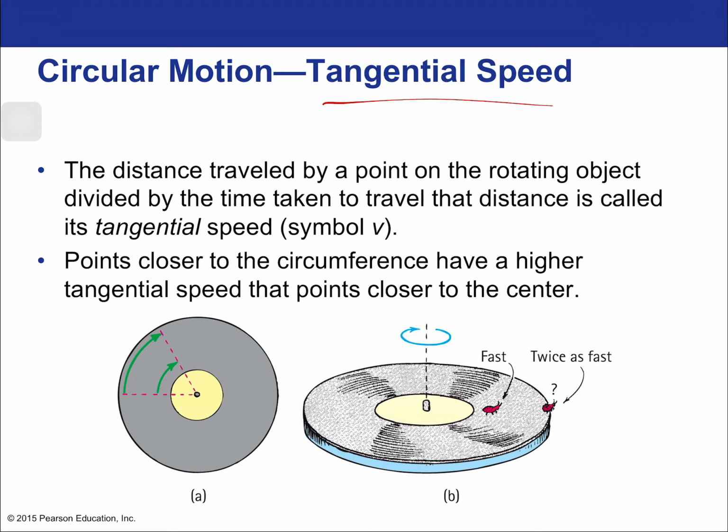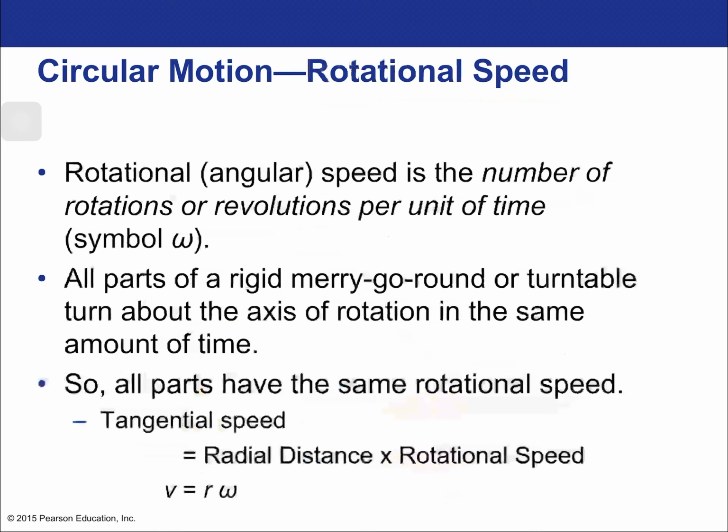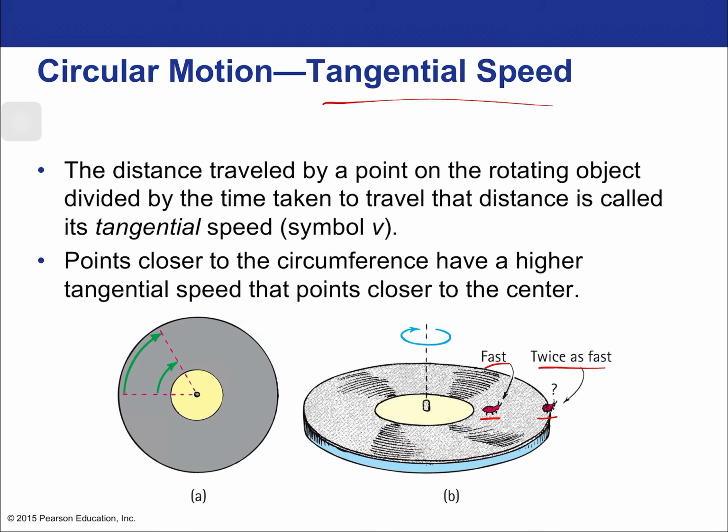Okay? Case in point, bugs on a turntable. All right? This bug may be fast, but this bug is faster. Is it twice as fast? Well, is it twice as far from the center? All right? If it is twice as far from the center, by the way, it would be twice as fast. So there you go. Okay? That is tangential speed.